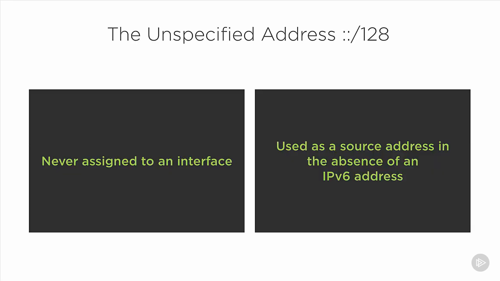Lastly, we have the unspecified address, which is just all zeros. Now, how do you write all zeros in IPv6 notation? Well, it's just ::/128. Just imagine 128 zeros, and that's the unspecified address. The unspecified address is not assigned to any interface, but it's used as a source address when there is no IPv6 address assigned. Speaking of which, how are IPv6 addresses assigned? Well, let's talk about that.